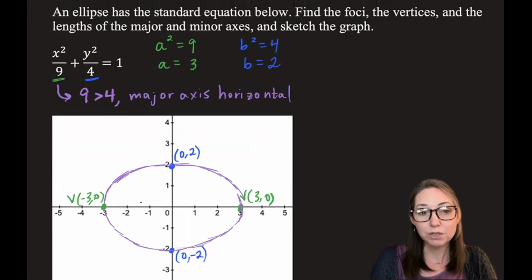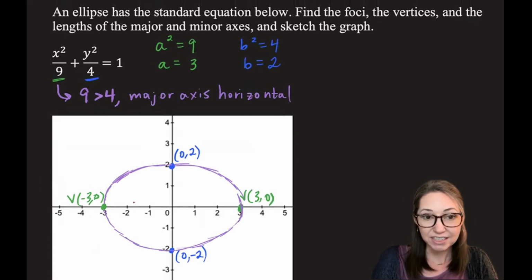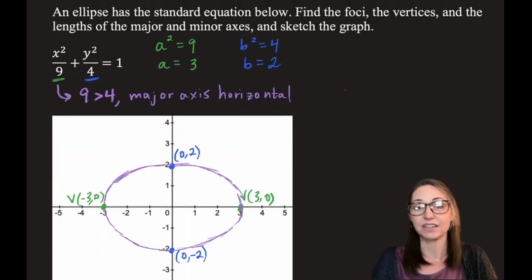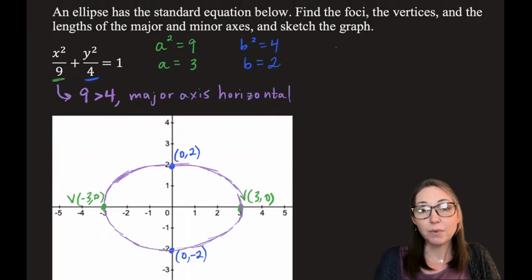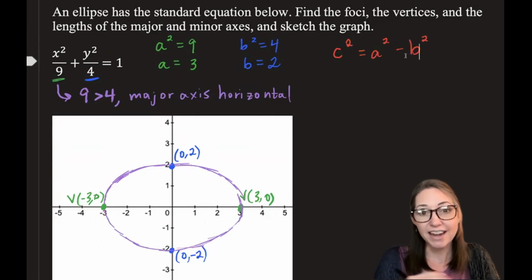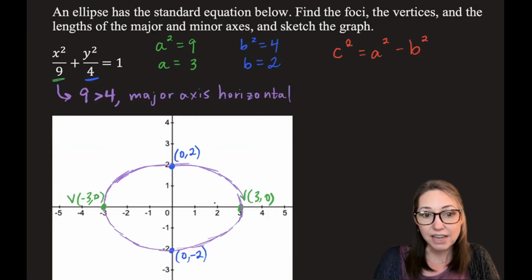So the foci are those special points on the inside at which the sum of the distances from each focus to any point on the ellipse is a constant. To find those foci, we're going to use the special equation that says c squared is equal to a squared minus b squared. That relationship is true for any ellipse, and it was derived in a prior video. The foci are at the points c, 0 and negative c, 0. So they're on this major axis here.